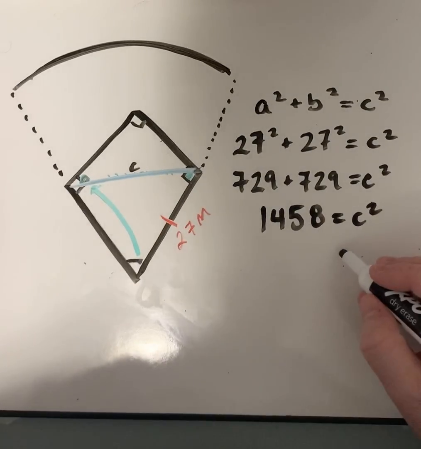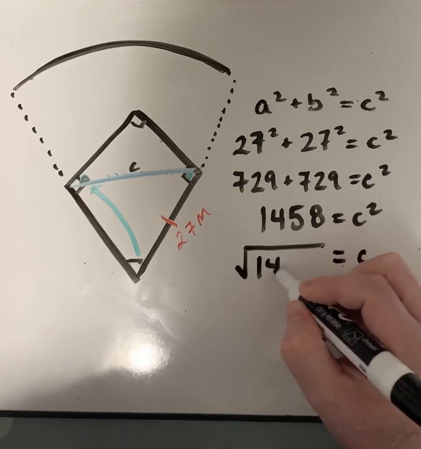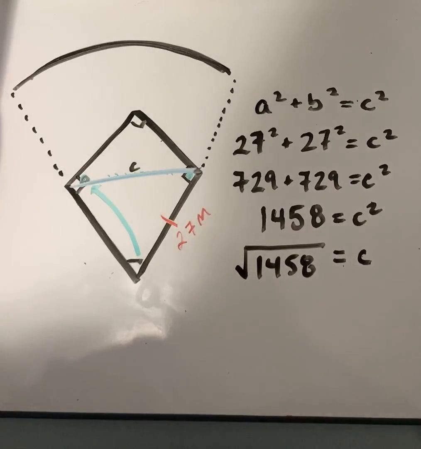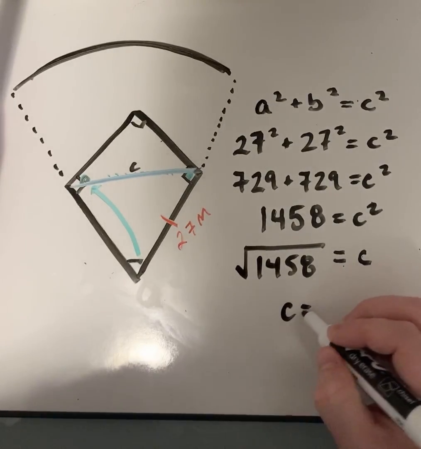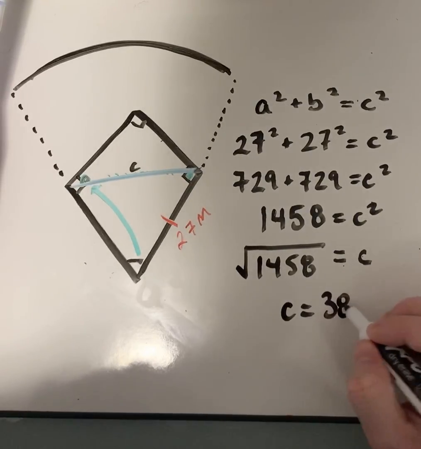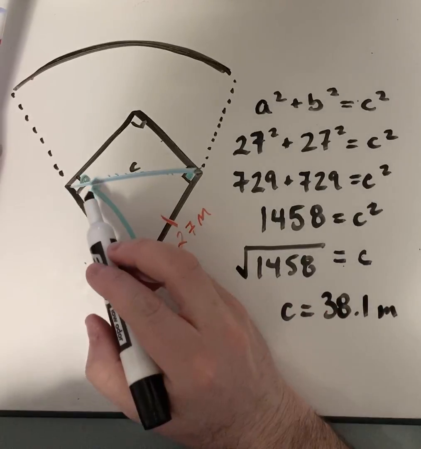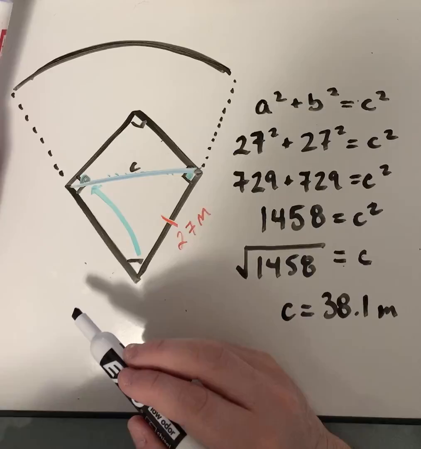No, we're not done. That's right. We have to square root this bad boy. So the square root of 1458 equals c. On your calculators, c actually equals 38.1 meters. So in order to throw this guy out, he's got to throw it 38.1 meters across the diamond.